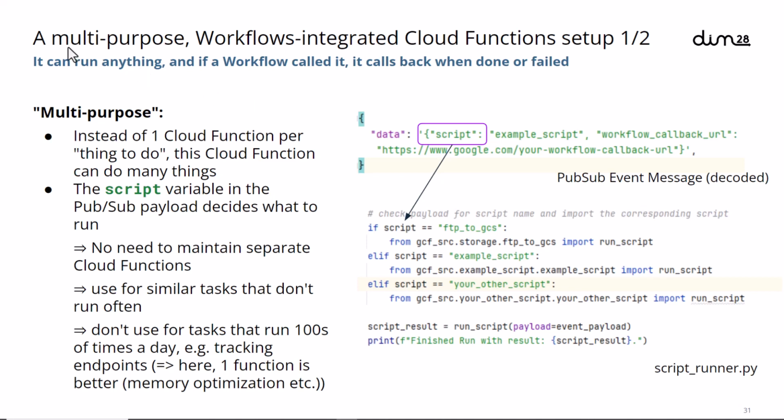So multi-purpose means the Cloud Function can run anything. Workflows integrated means if a workflow calls it, the Cloud Function calls that workflow back to signal to the workflow that it has completed. So let's first look at multi-purpose. Instead of one Cloud Function per thing to do, this Cloud Function can do many things. In the pub/sub event message that we use to trigger the Cloud Function, so we're talking about asynchronous Cloud Functions triggered by pub/sub messages.